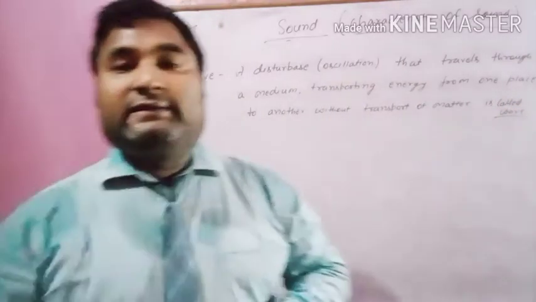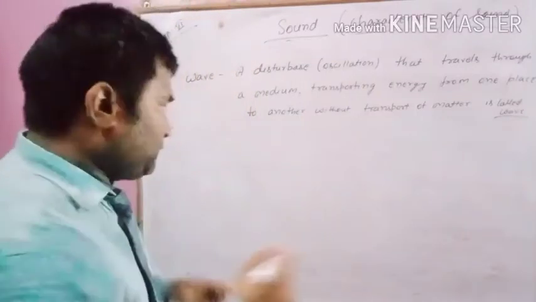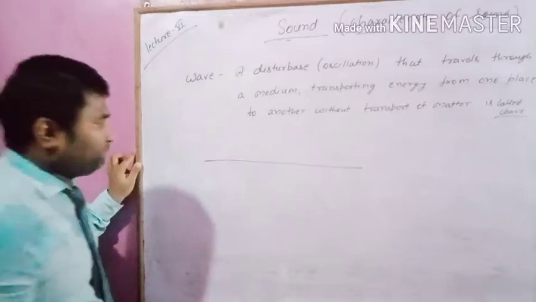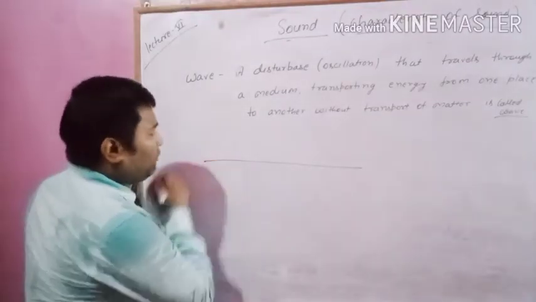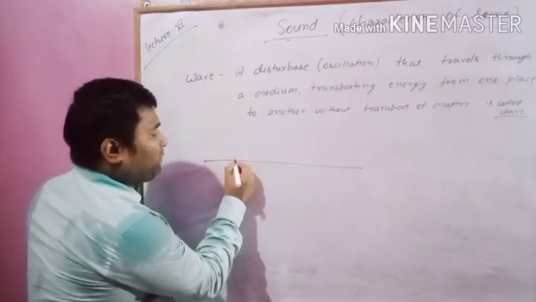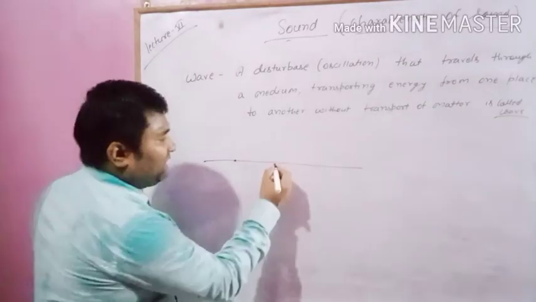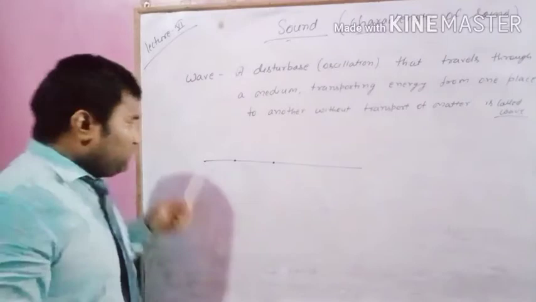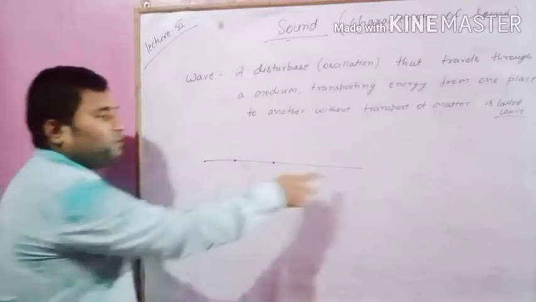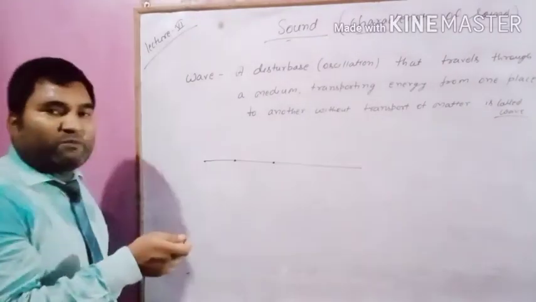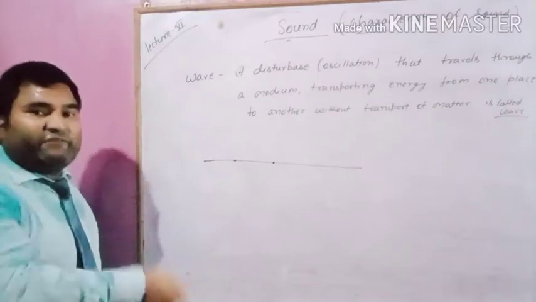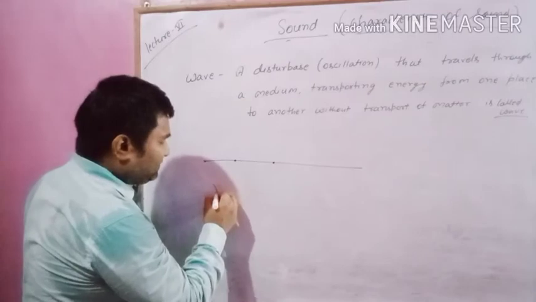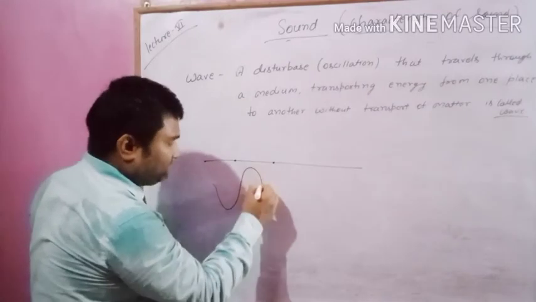To understand this, take a thread, a rope. Hold it here, you mark a point here, and you mark a point here. Hold the string like this and tell your friend to hold it from here. You give a jerk like this, so this rope will start moving like this.